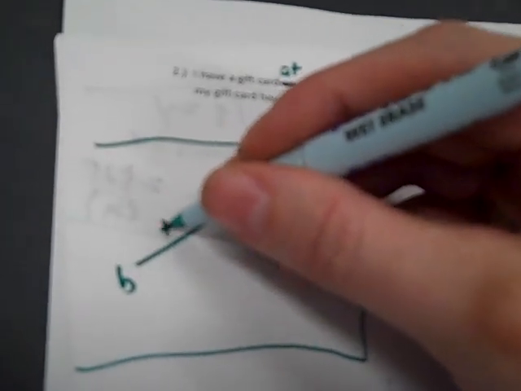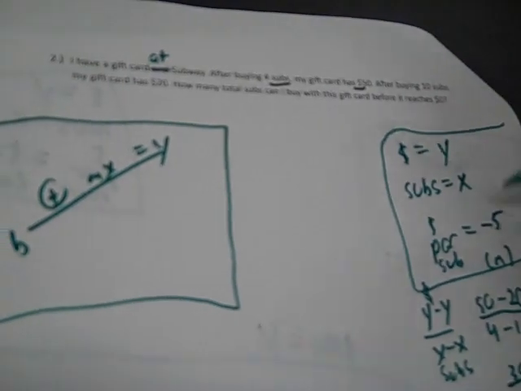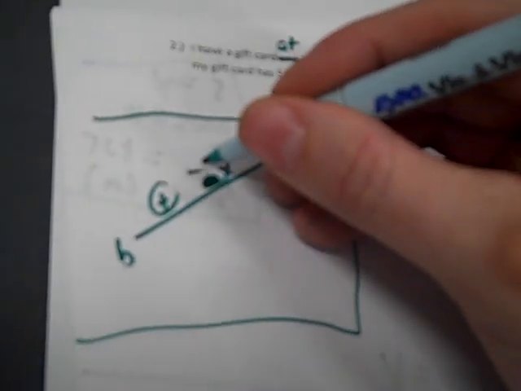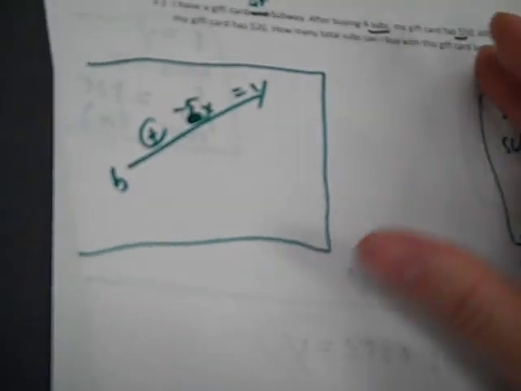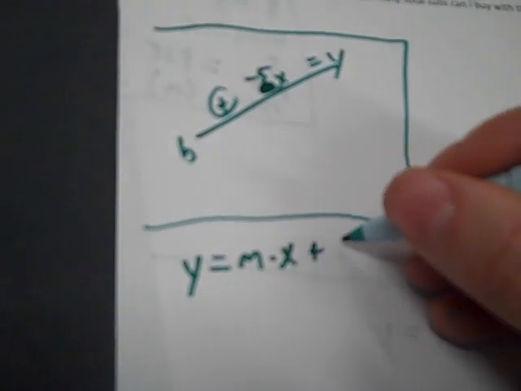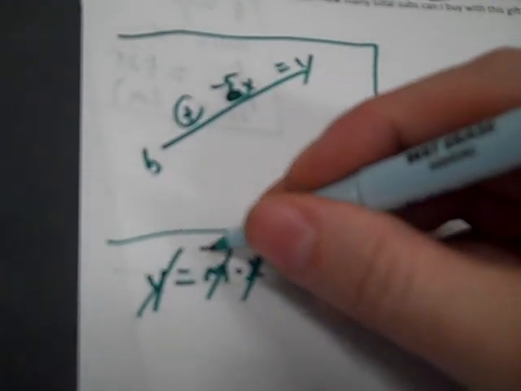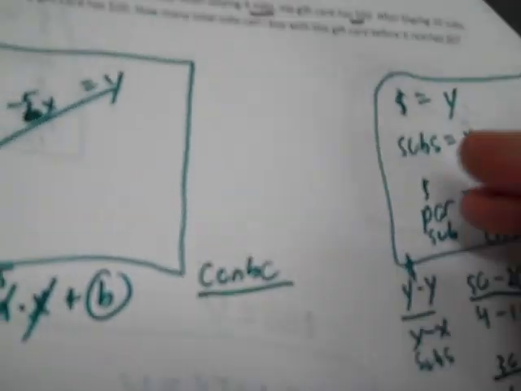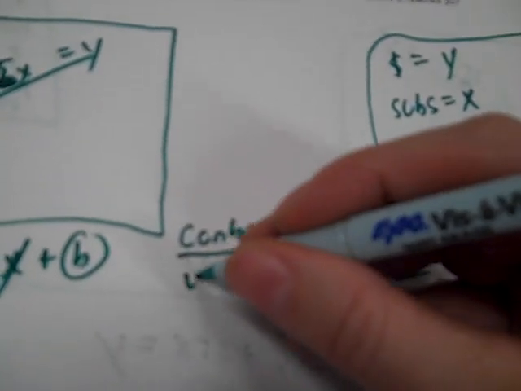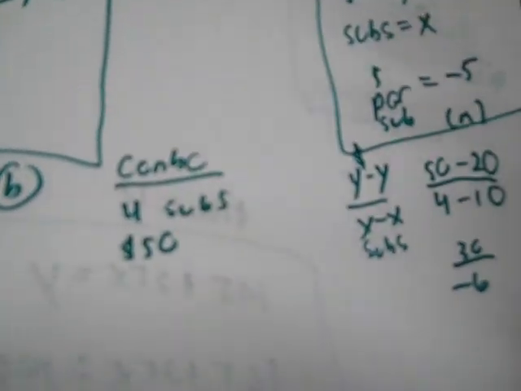So B plus MX equals Y. My M is negative 5. Now I don't know my B value, so I have to use my Y equals M times X plus B. Get rid of your Y, M, and X. Your M you already have, that's negative 5. Now for Y and X, you do your combo. It's got to be in the same sentence: 4 subs, $50. You can also do 10 subs and $20. It's not going to matter. I usually pick the first one.